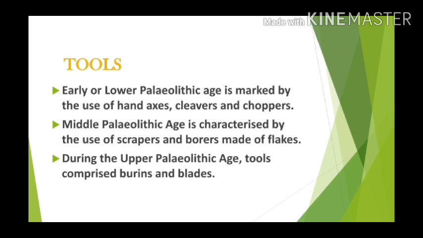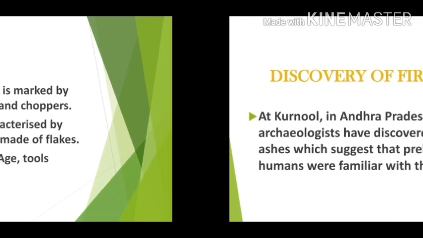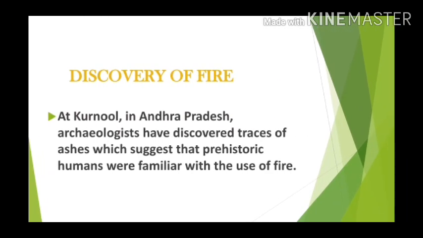Early or Lower Paleolithic Age is marked by the use of hand axes, cleavers, and choppers. Middle Paleolithic Age is characterized by the use of scrapers and borers made of flakes, and during the Upper Paleolithic Age, tools comprised burins and blades. Now let us discuss the topic Discovery of Fire.